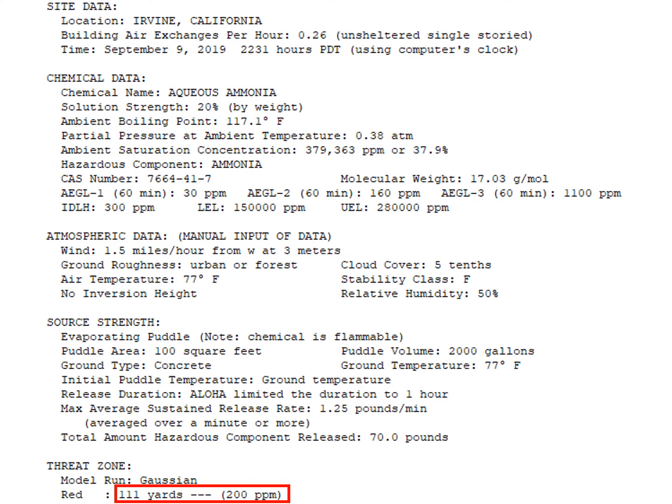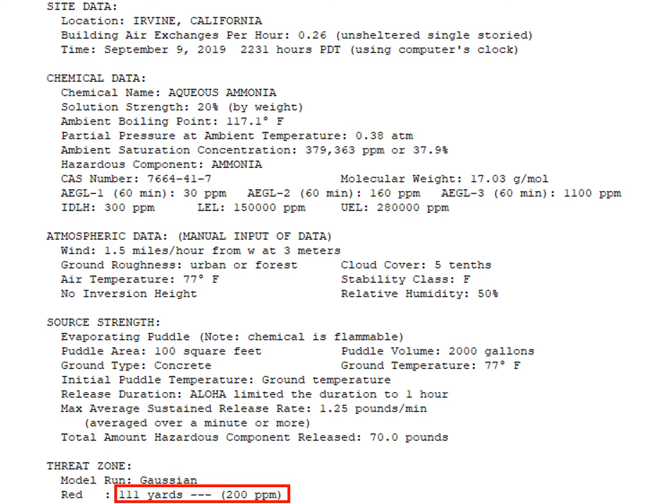Next, we input the atmospheric data. The atmospheric data from this site was 1.5 miles per hour from the west at 3-meter height. The ground roughness is urban, with a cloud cover at 5/10, an air temperature at 77 degrees, Class F stability, and a relative humidity of 50%.